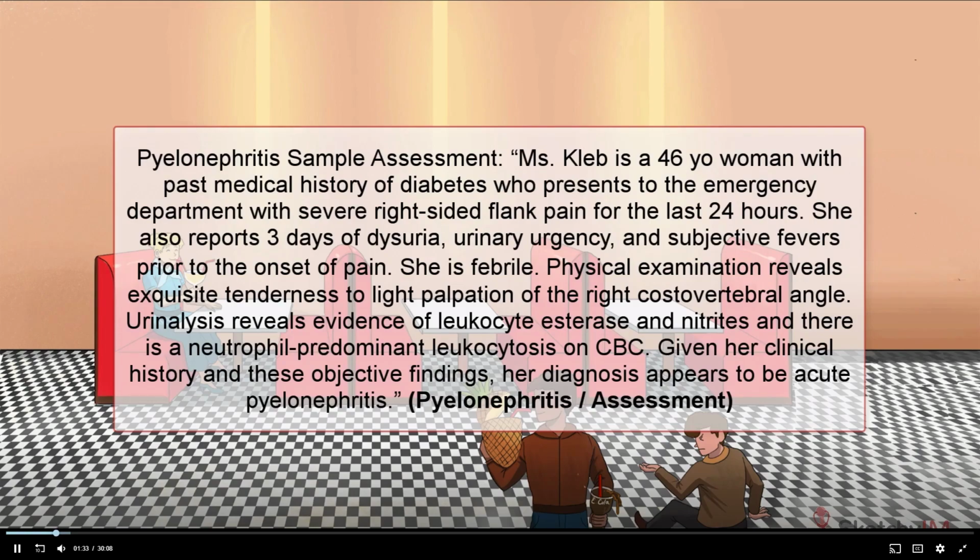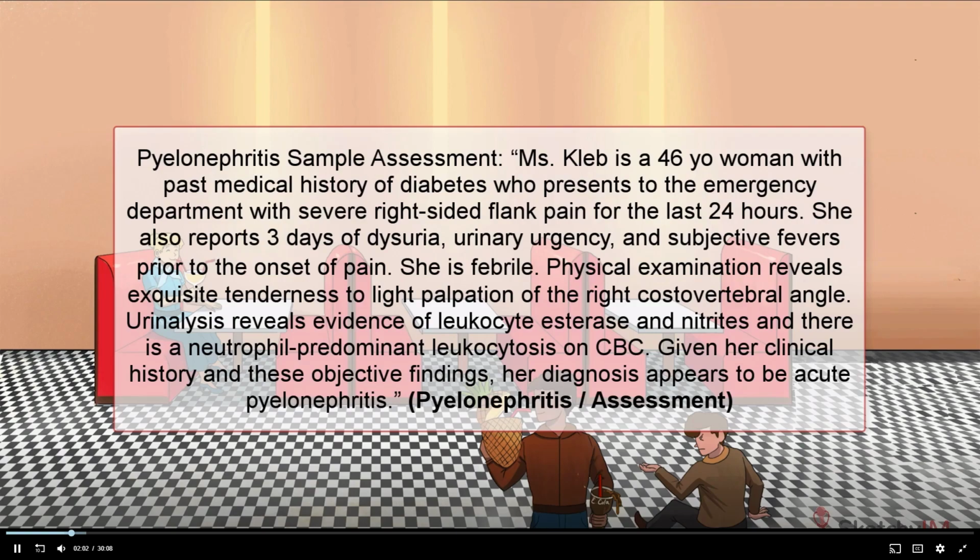She is febrile. Physical examination reveals exquisite tenderness to light palpation of the right costovertebral angle. Urinalysis reveals evidence of leukocyte esterase and nitrites, and there is a neutrophil predominant leukocytosis on CBC. Given her clinical history and these objective findings, her diagnosis appears to be acute pyelonephritis.